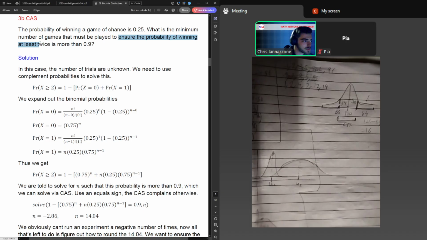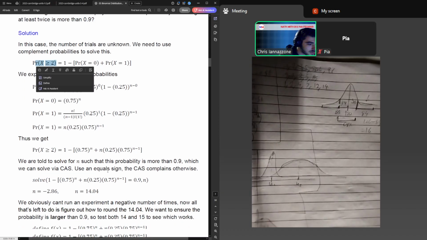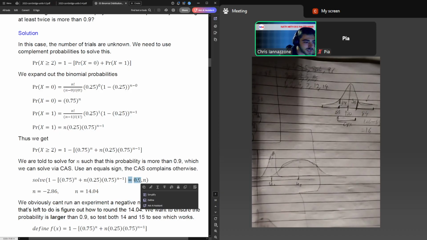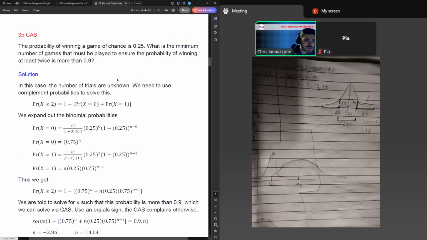Ensure probability of winning at least twice. So P(X ≥ 2), winning at least twice, is more than 0.9. So this thing is greater than or equal to 0.9. You'll see in a minute why I've used an equal sign instead. That's how you break down those kinds of questions. It's pretty wordy. How was that?